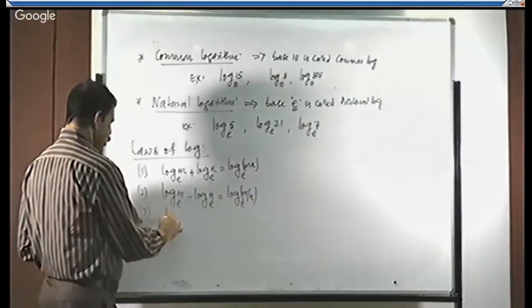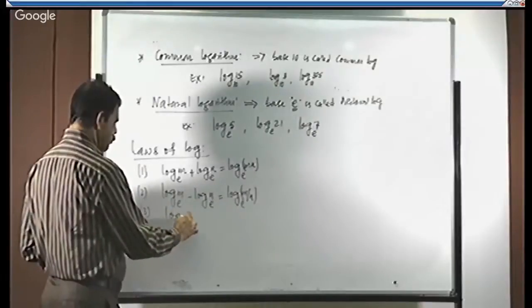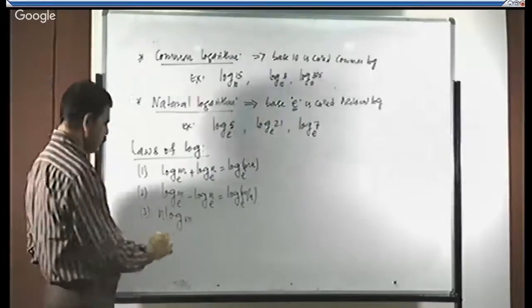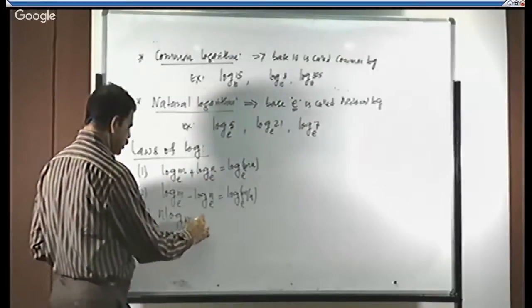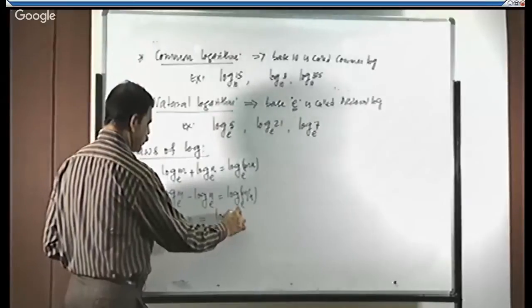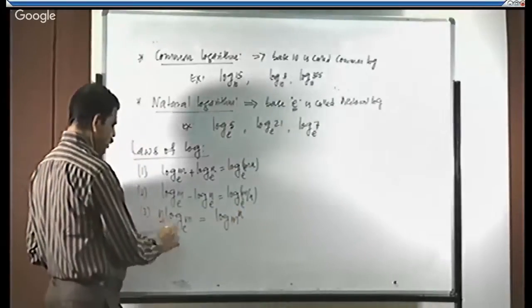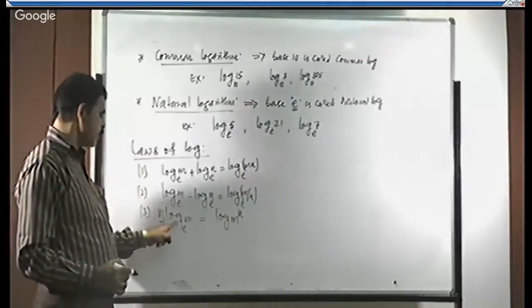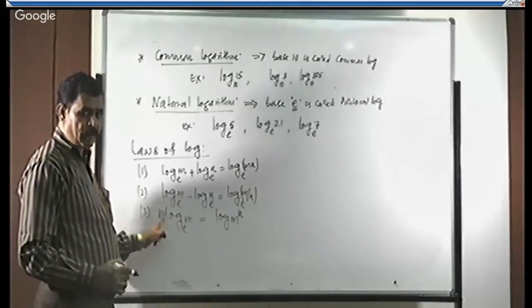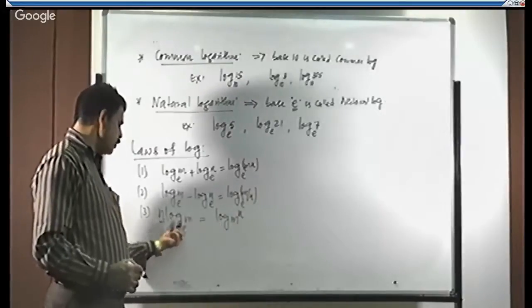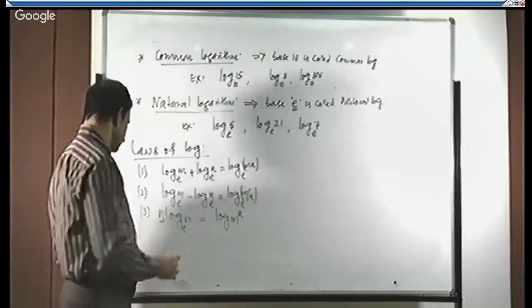Third one, n log m having the base e is equal to log of m to the power of n. So this index will become the power n of m. n into log m is always equal to log of m to the power of n.